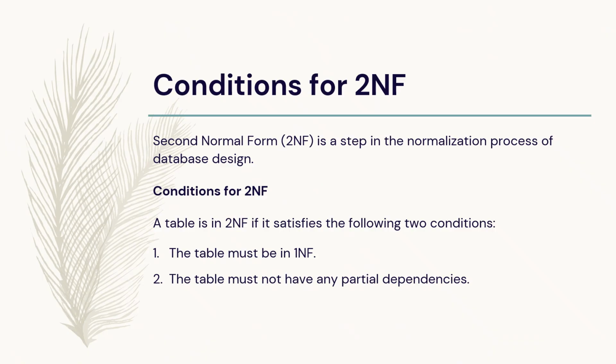Let's see the conditions for second normal form. Second normal form is a step in the normalization process of database design. The table is in second normal form if it satisfies the following two conditions. First, a table must be in first normal form, and second, the table must not have any partial dependency.